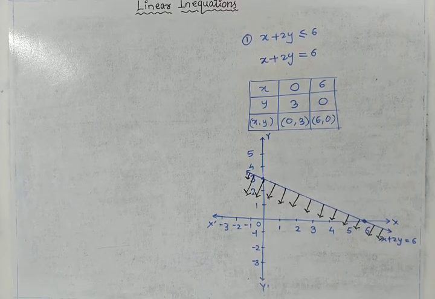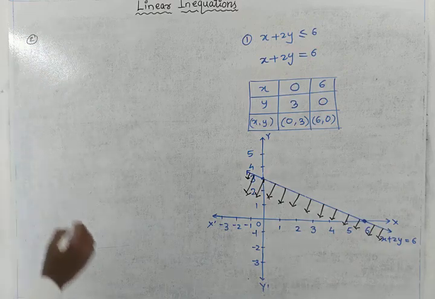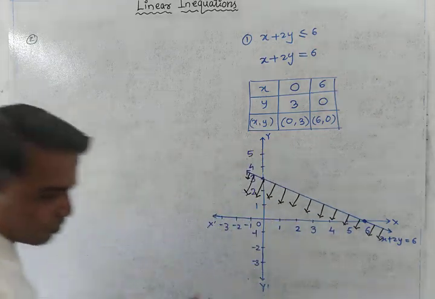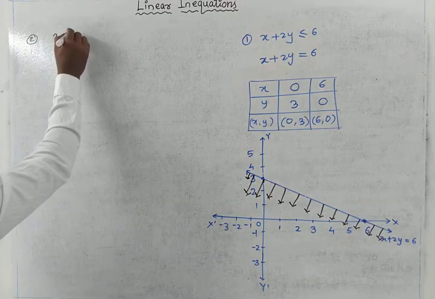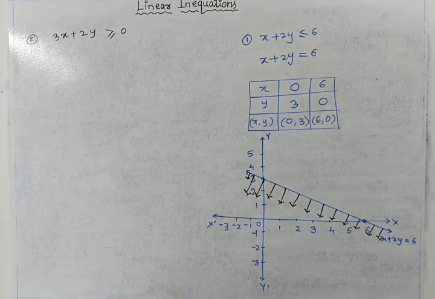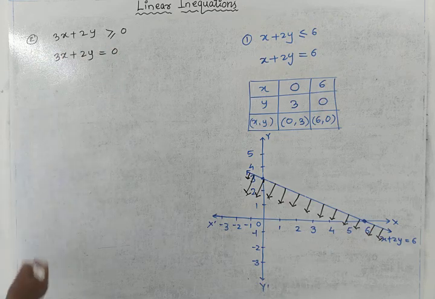So please check the solution of the given linear inequation. Now we will practice one more example with the opposite case: 3x plus 2y greater than or equal to 0. For this inequation, first we will draw the linear equation, which is 3x plus 2y is equal to 0.